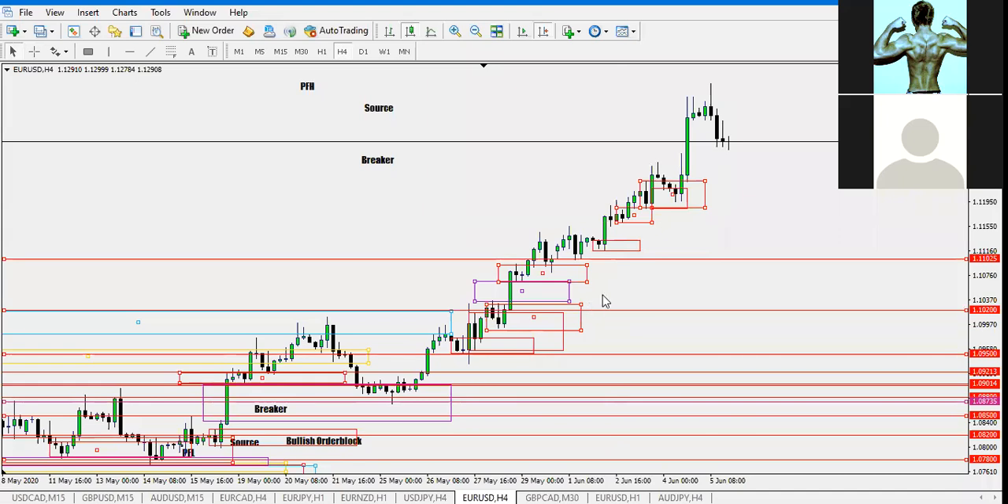So this is basically following the institutional order flow, using the source, using the breaker, and using bullish order flow in the case of EU to follow the order flow. Okay.